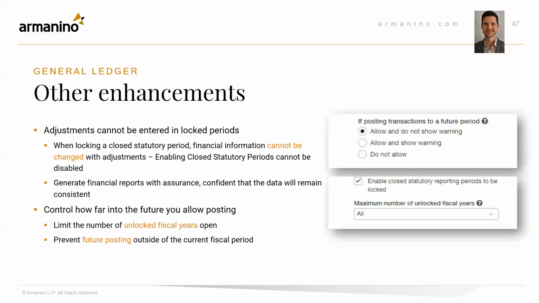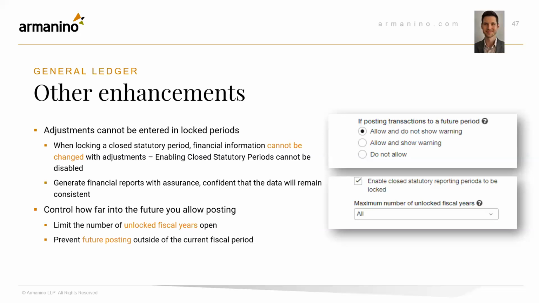Some other enhancements are around making adjustments in a locked period. So this is a configuration that needs to be enabled, but what it does is it allows for users to prevent future postings in the GL. So for example, in the image to the right, we have a maximum number of unlocked fiscal years marked to all. And what this means is you can post to all fiscal years that are open.